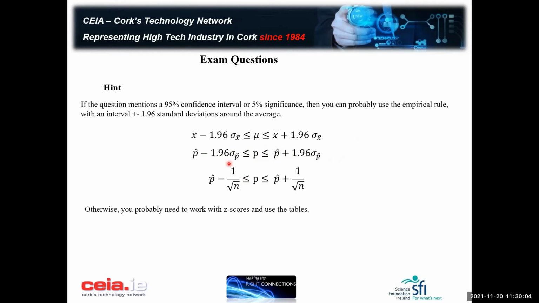And here's the approximate version for inferring proportions using the 1/√n formula, which again only applies to the 95% confidence interval. So this is using the empirical rule where you see 95% confidence interval. If you don't see that, then you're probably going to need to work with the z-scores and use the tables instead of using the empirical rule.